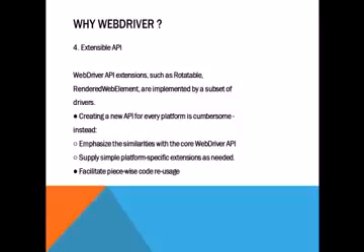And the fourth one I like to tell is an extensible API: WebDriver API extensions such as Rotatable. Then, I like to tell, creating a new API for every platform is cumbersome, so instead this helps. And last is facilitating piecewise code reuse. We are all software guys, so we know code reuse is really important in QA.